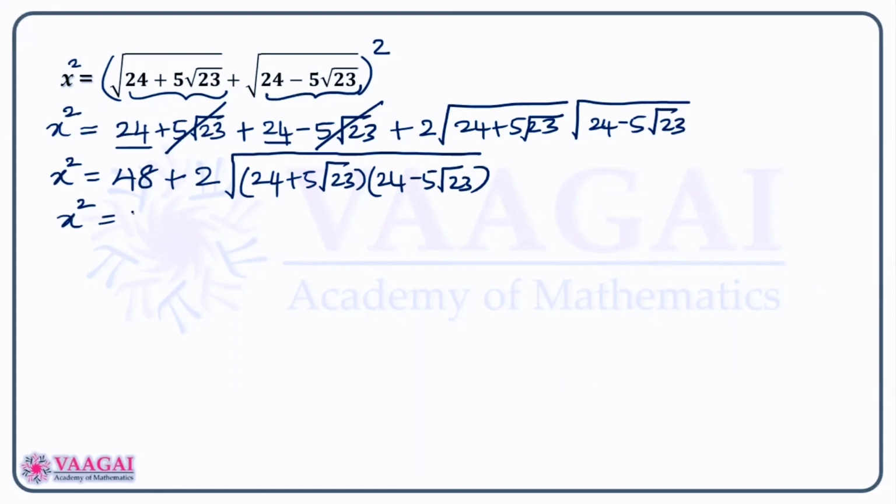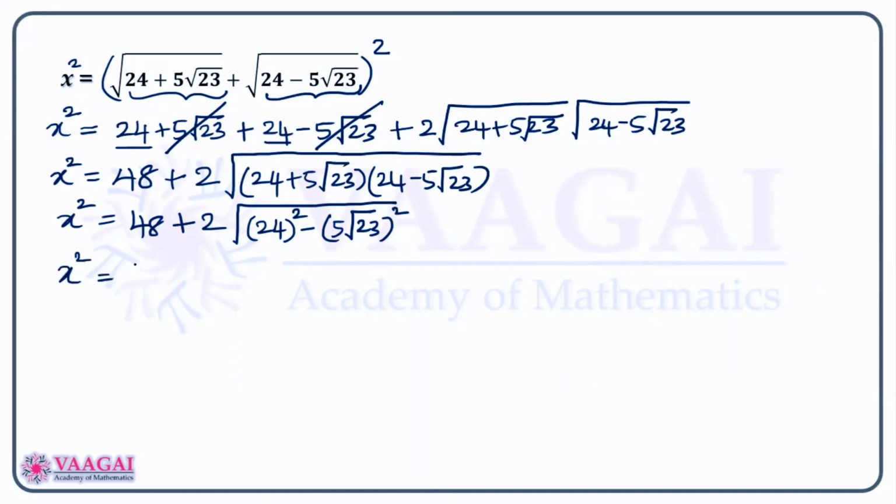Now next step, again x square is equal to 48 plus 2 times of the whole root of, this product is again in the form of a plus b into a minus b. So again we can use the identity, a plus b into a minus b will be equal to a square minus b square. So which will give us 24 square minus 5 root 23 square. I hope you are able to understand this.